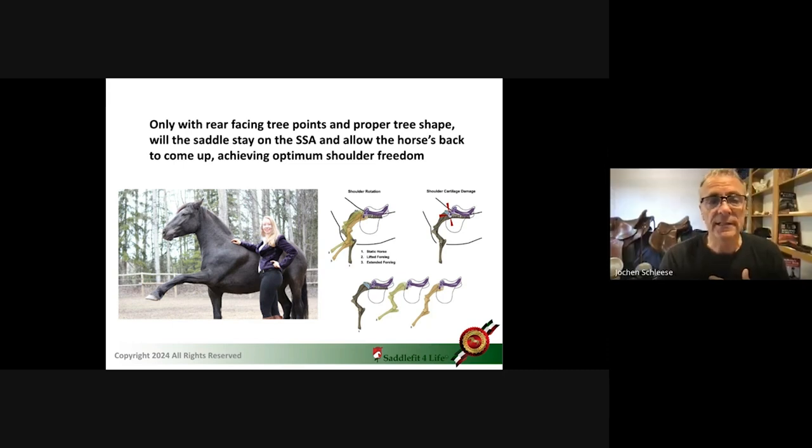Another interesting fact is what happens if I put the saddle too far forward. We're now running the risk that the saddle is sitting what we call bridging. The middle doesn't touch and it sits mainly on the shoulder cartilage, and it sits then heavy duty into the back.